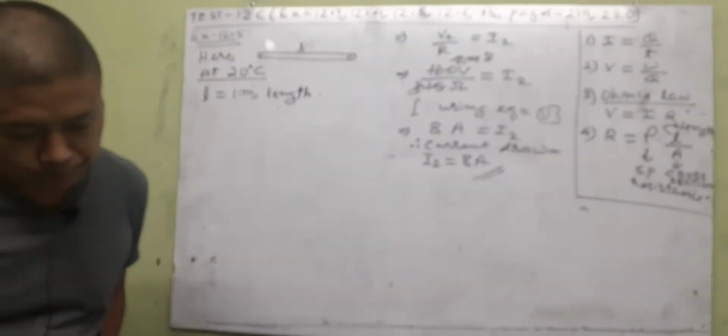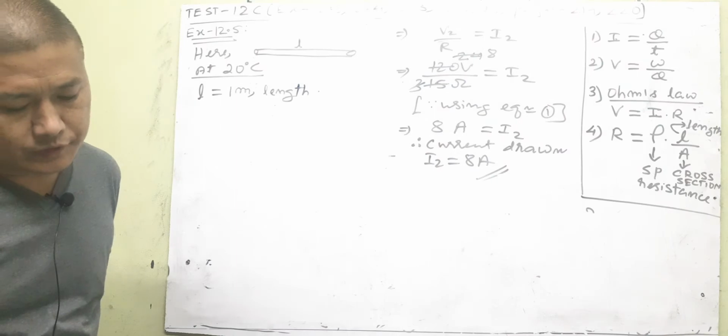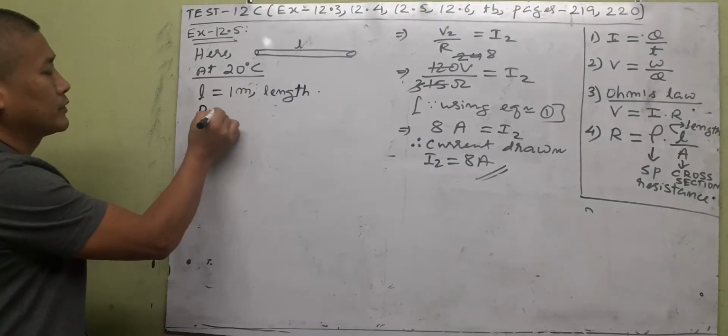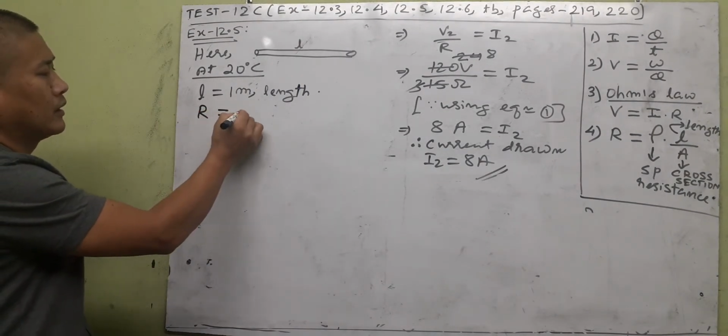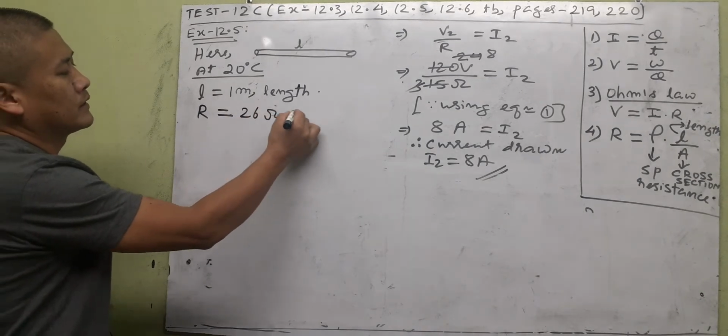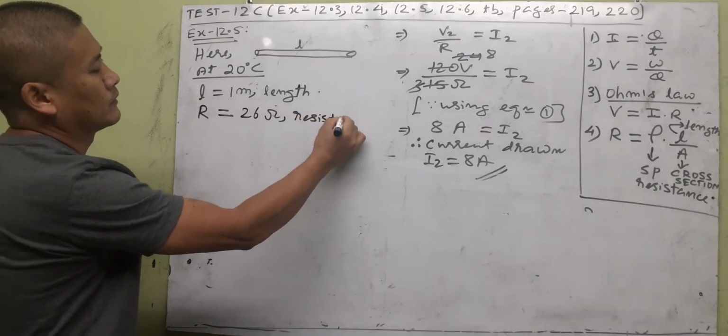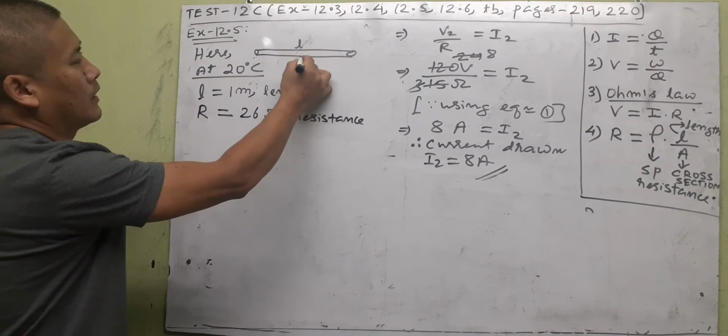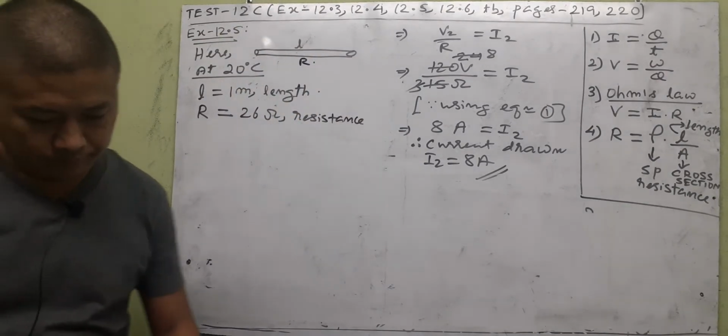Now as we go on, 26 ohms, so that is talking about resistance. Whenever we see ohms, there is resistance. 26 ohm is the resistance of this wire. Okay, so R is the resistance of this wire.